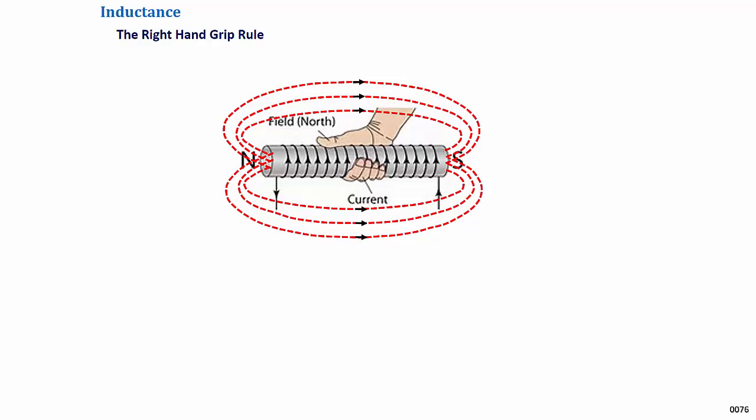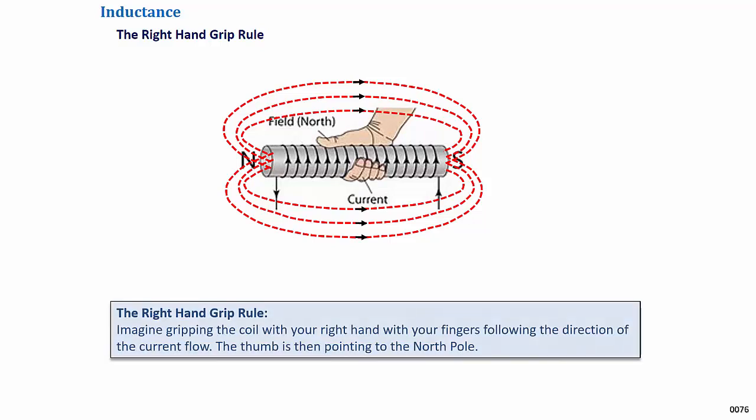The magnetic field that forms around a coil is the same as that of a permanent magnet, and there is a simple rule to determine the polarity of the field, termed the right-hand grip rule. The rule works as follows. Imagine gripping the coil with your right hand, with your fingers going in the direction of the current. Your thumb will then be pointing at the north pole of the solenoid.